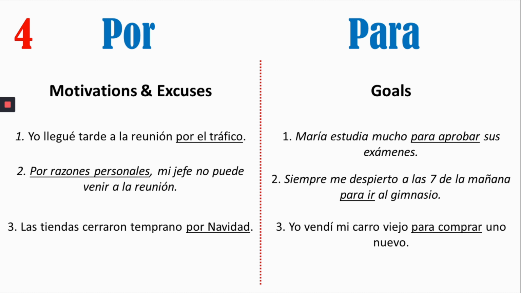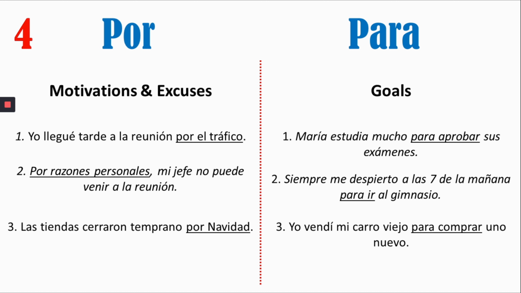Número 2. Por razones personales, mi jefe no puede venir a la reunión. For personal reasons. So the excuses are personal reasons. The motivations, why my boss couldn't come to the meeting, it's personal reasons. So we will use por. And the same in number 3. Las tiendas cerraron temprano por Navidad. The motivation, the excuse for the stores to close early is Navidad.